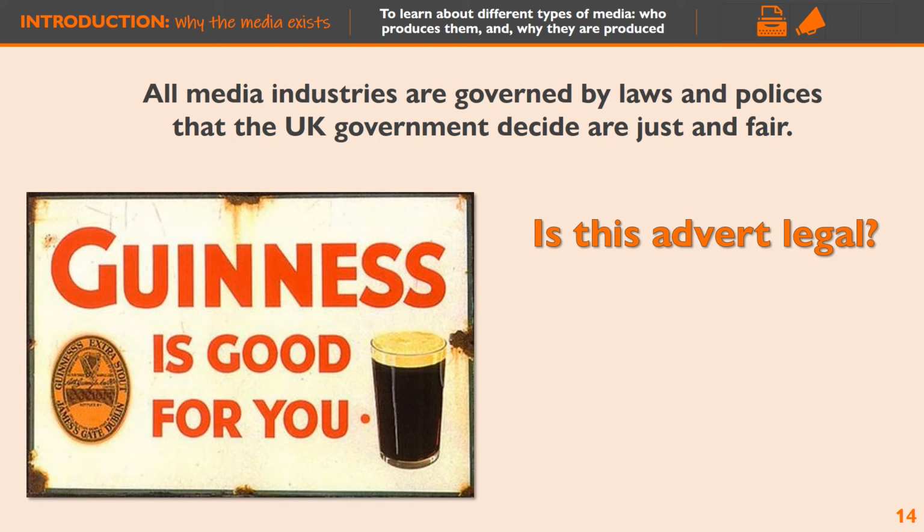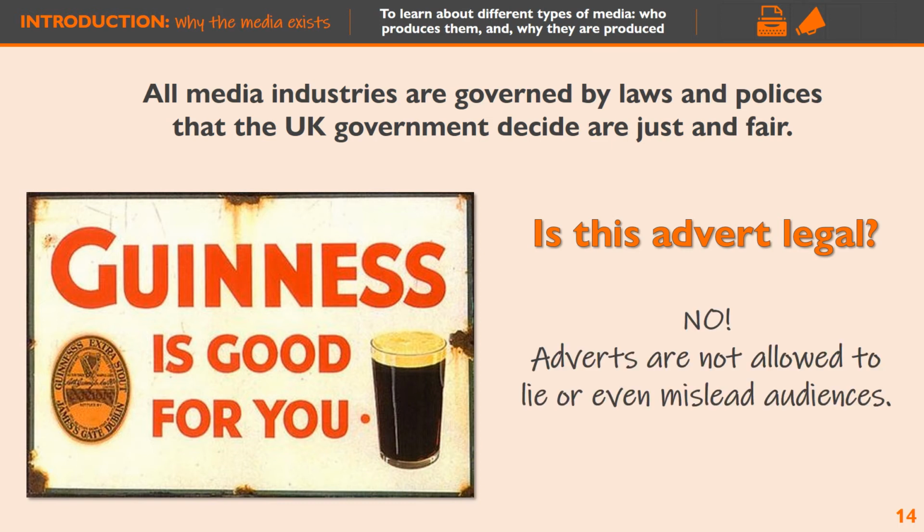We can now start thinking about some of the issues that arise from the media. As we know, one of the reasons people create media is for influence. So therefore, maybe we should have some kind of laws and policies in place to protect audiences from the media that they see. Here we have an advert that used to be legal, but is now banned.